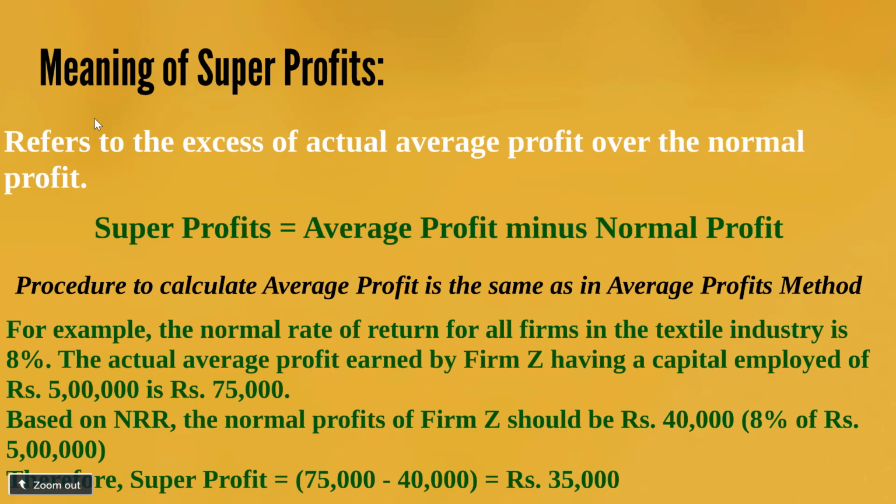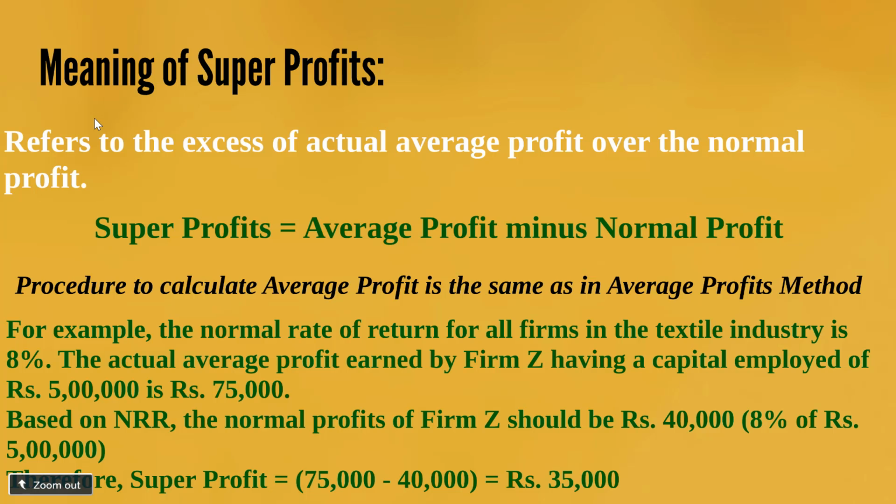Next, what is super profits? Super profits refers to the excess of actual average profit over the normal profits. So the formula is super profits is equal to average profit minus the normal profit. Now the procedure to calculate the average profit is the same as in average profits method. We can demonstrate this by means of an example.